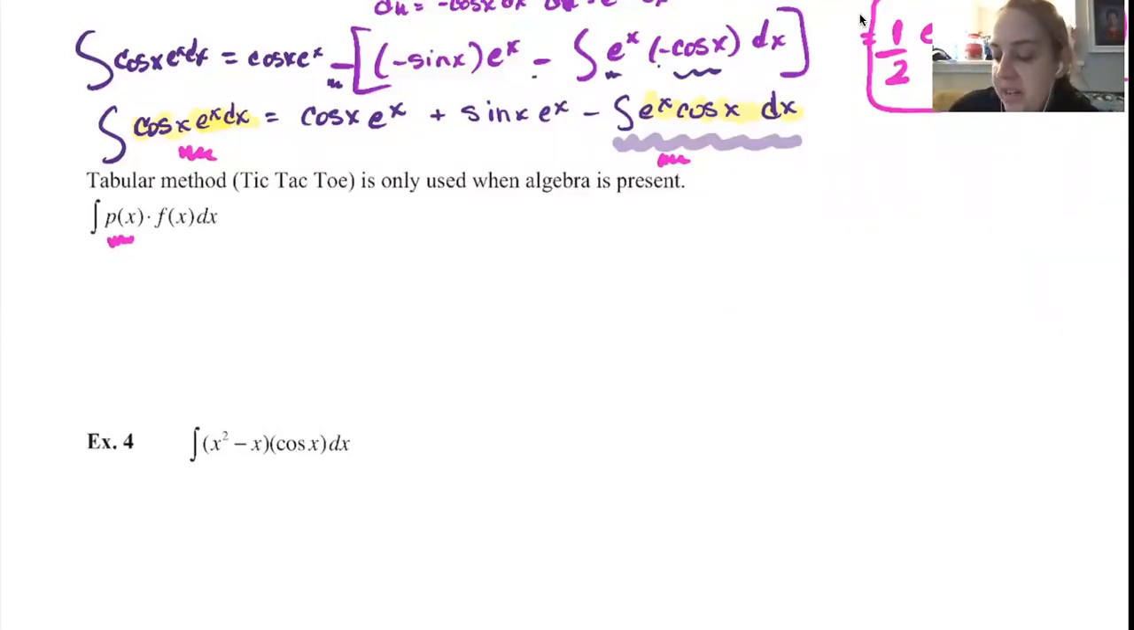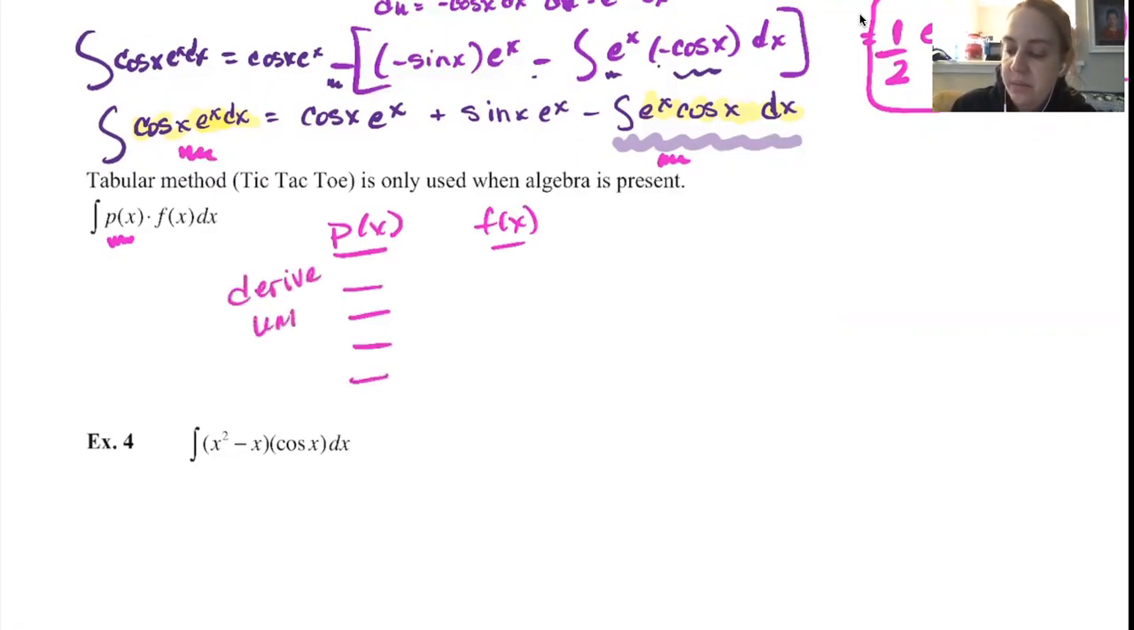So what happens is you're going to make a table, or tabular method, p of x and f of x. We are going to find whatever that p term is, and we're going to find derivatives. So we want to take derivatives until 0. If it's an algebraic or polynomial term, that's going to happen. And in your f of x terms, we integrate as many terms as necessary.